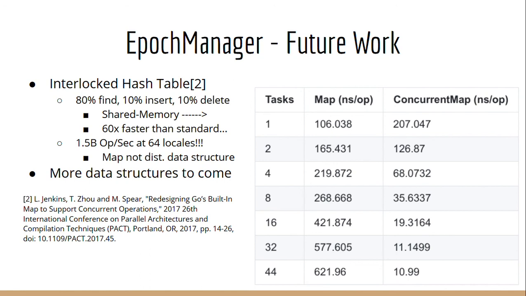In a typical workload of 80% find, 10% insert, and 10% delete, the shared memory version of the map outperforms the Chapel standard maps by 60 times. The distributed map on 64 locales benchmarked up to 1.5 billion operations per second, one operation being an insert, find, or delete operation. And this is being achieved while also maintaining concurrent-safe memory reclamation. Clearly, the performance is orders of magnitude faster. More data structures are planned and are yet to come.